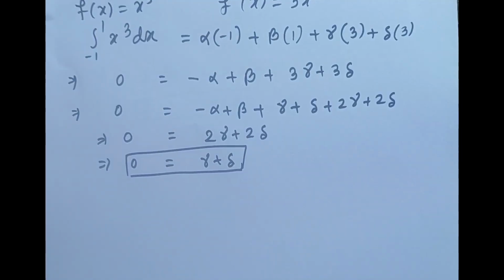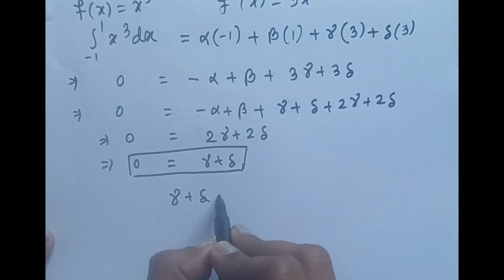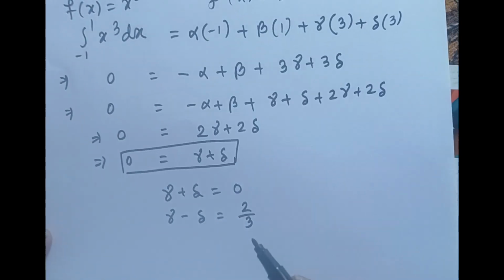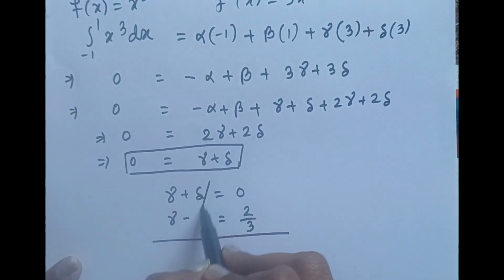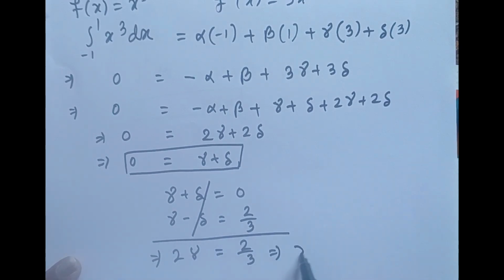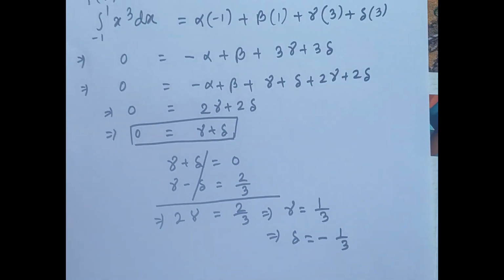Now we have gamma plus delta equal to 0, and from the previous result we have gamma minus delta equal to 2 by 3. Solving these two, plus delta minus delta will be cancelled out, and 2 gamma is equal to 2 by 3. So the value of gamma is equal to 1 by 3. Since gamma plus delta equals 0, delta equals minus 1 by 3.